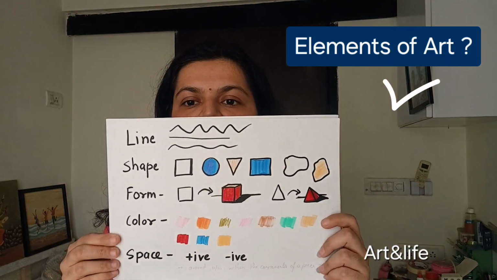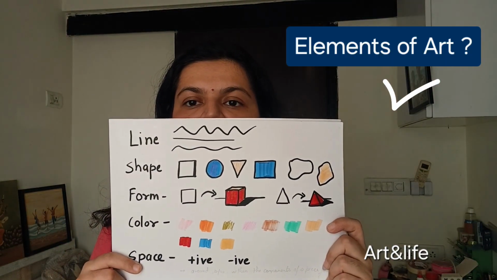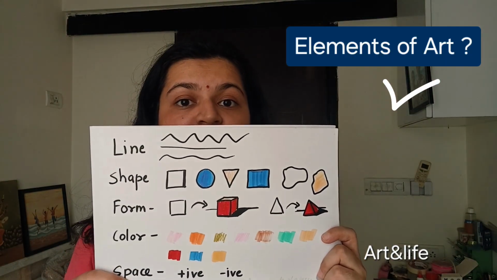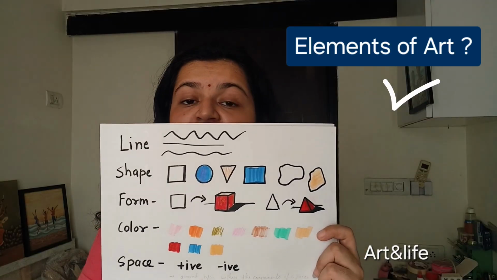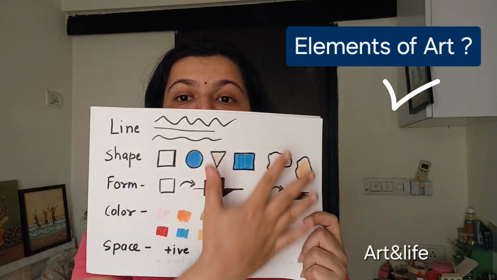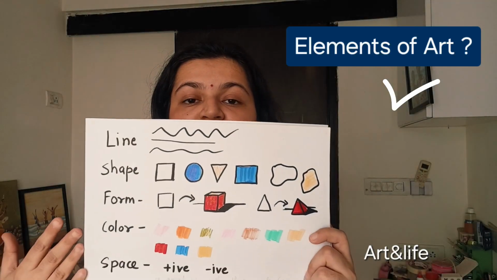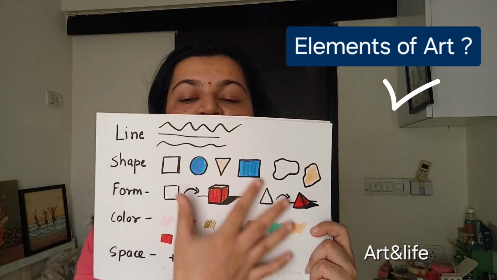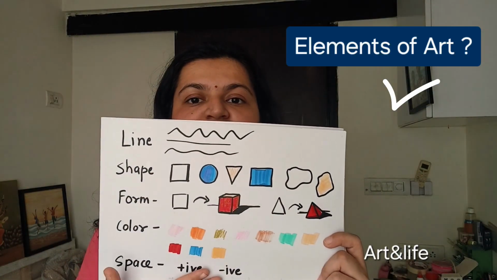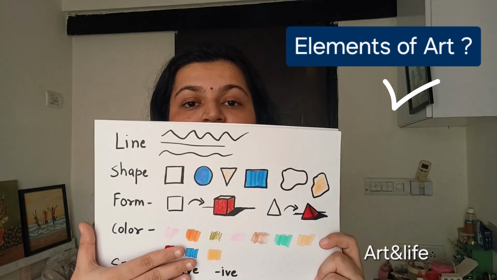So coming to the last one, which is space. Space has two types. Let me tell you the definition of space: it is whatever we are drawing on. In my case, this white paper is my space. And all these things which I have drawn on this page are part of this space.